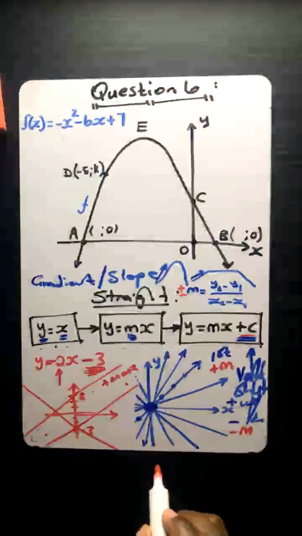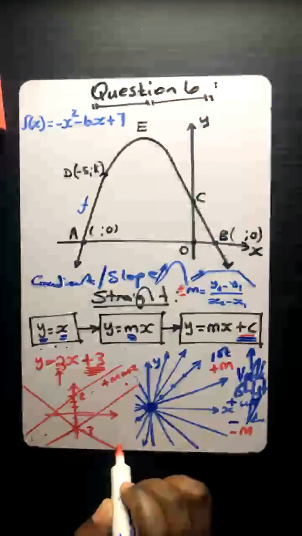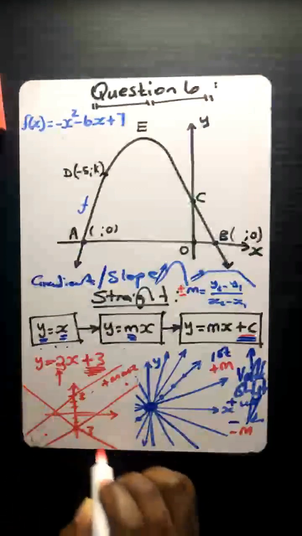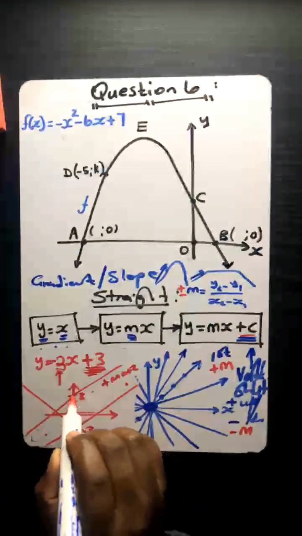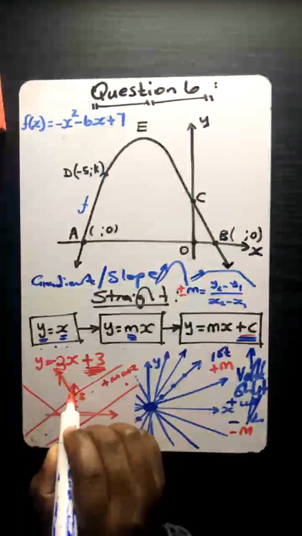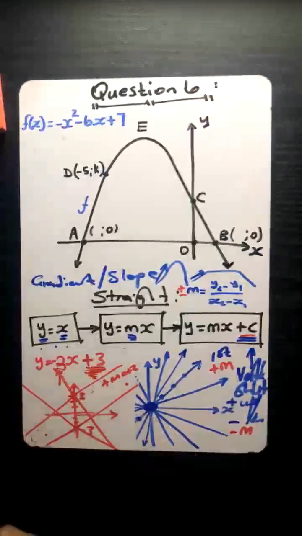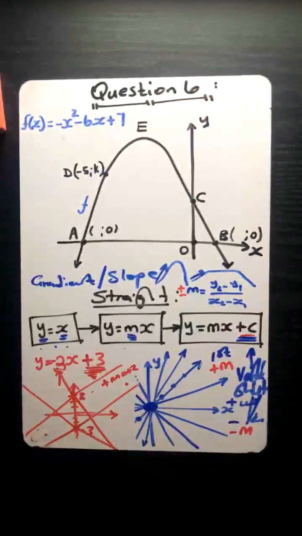If maybe it's positive 3, it could be that now the gradient is no longer the same as that one because that value has changed. You might find that it's a bit steeper now, but most importantly, passing through positive 3. So that is all that you need to be aware of regarding a straight line.